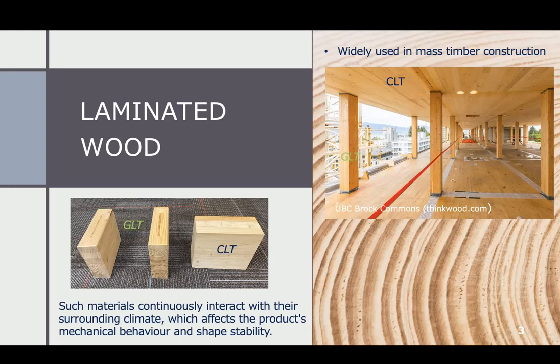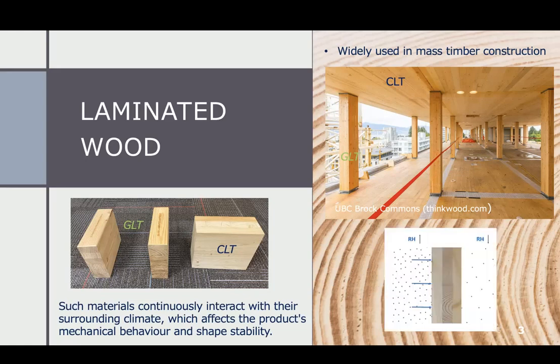Such materials, laminated wood composites, continuously interact with their surrounding climate as the relative humidity and temperature, indoor or outdoor, depending on where they are used, vary. The product's mechanical behavior as well as their shape may change. So here you can see this is a cross-laminated timber. If you use it as a wall, for example, it interacts with the outside and inside. So this is exterior, this is interior.